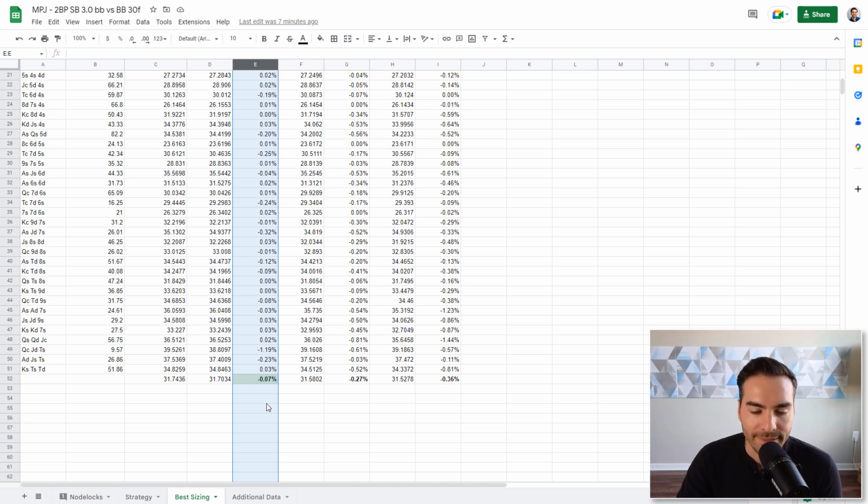So really, none of these options are that bad. But if we look at just 30% pot, we're losing almost nothing. 0.07% of the pot is pretty negligible in the grand scheme of things.